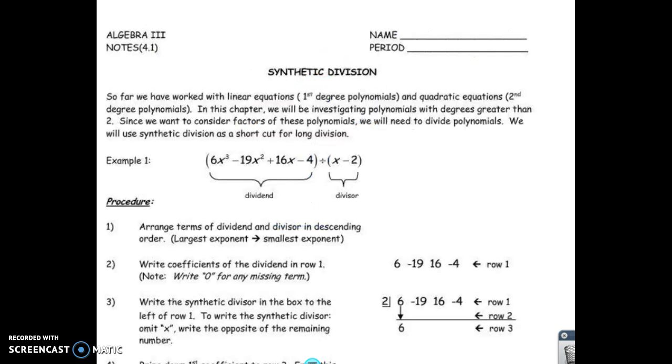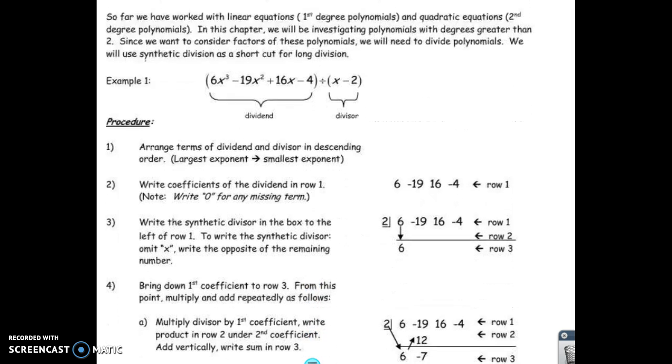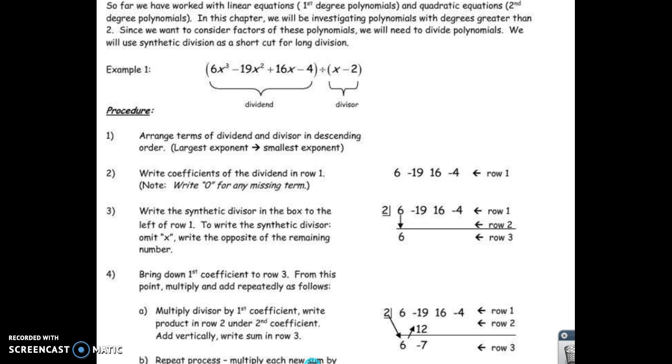All right, so let's take a look at this problem here. And one thing we have to make sure that we do is make sure that these are in descending order. Here we have x to the third, 2, 1, and 0. That's great. That's our dividend. We're going to write those numbers down, these leading coefficients. Write them all down. And here's our divisor.